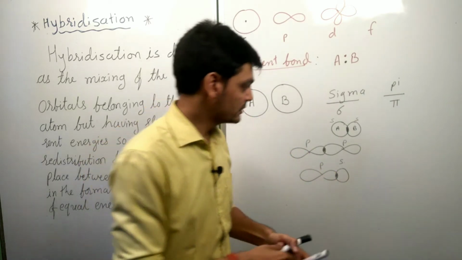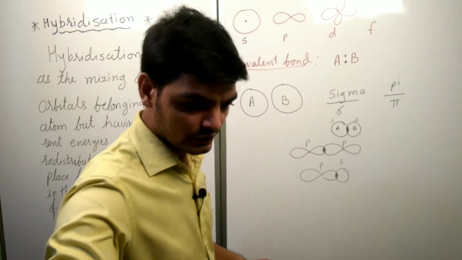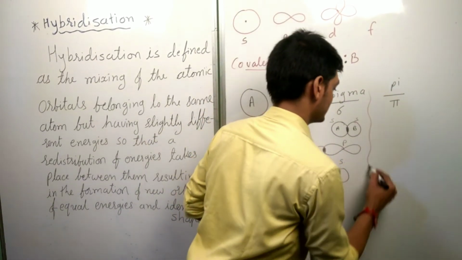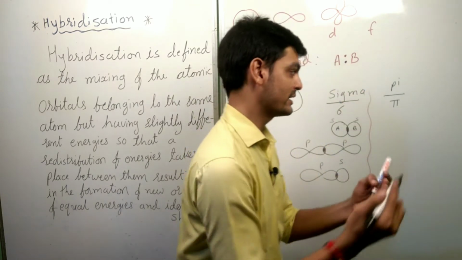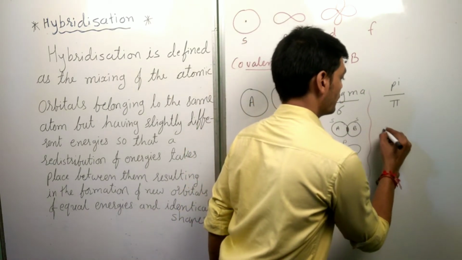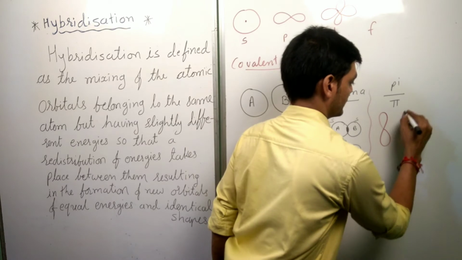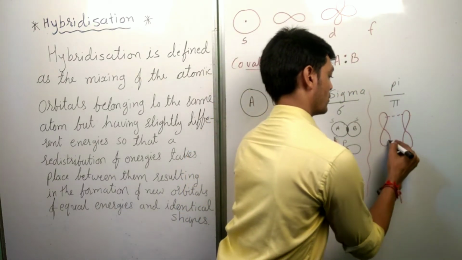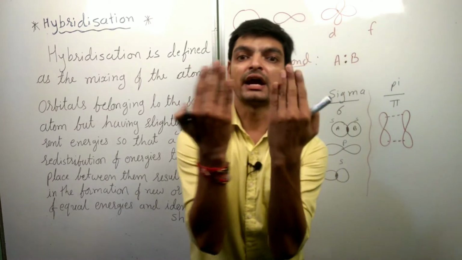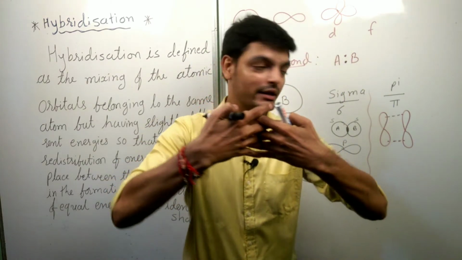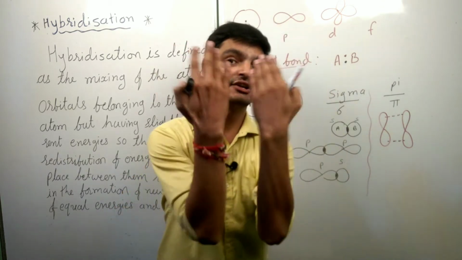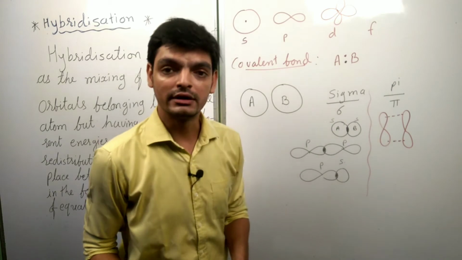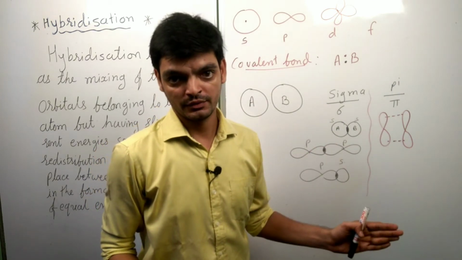And what is a pi bond? If the overlapping is not end-to-end but parallel, for example two p orbitals overlapped side to side, not intermixing, not end to end, then this kind of bond is called a pi bond.